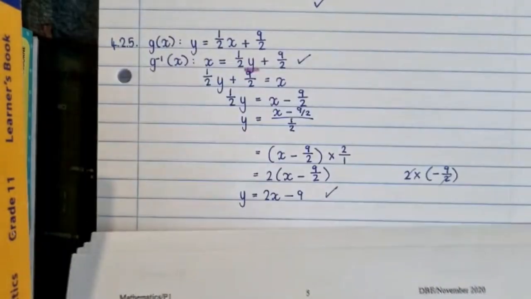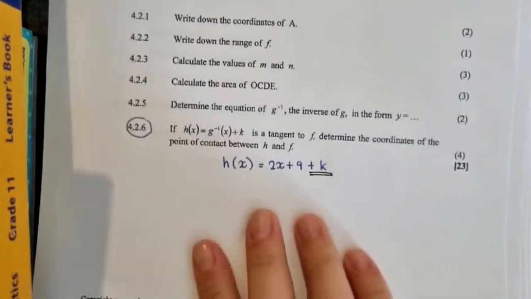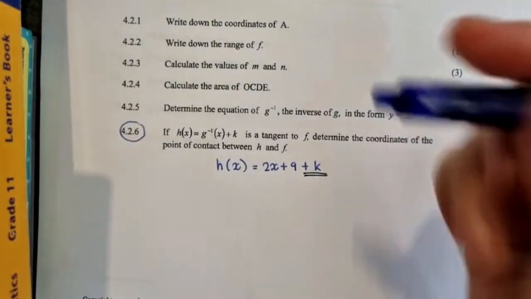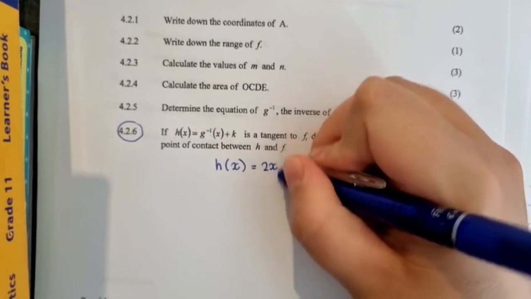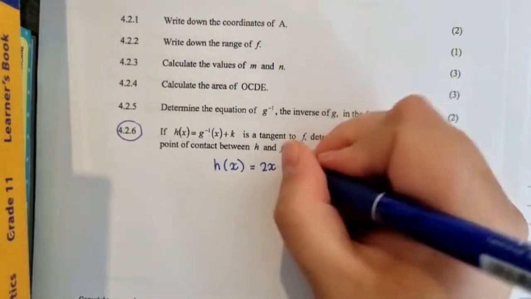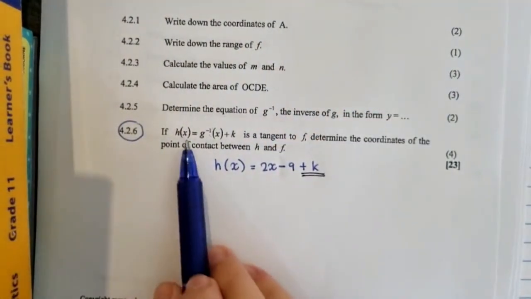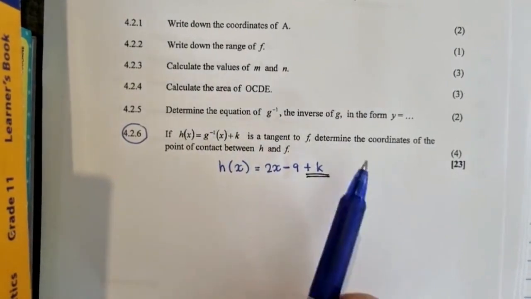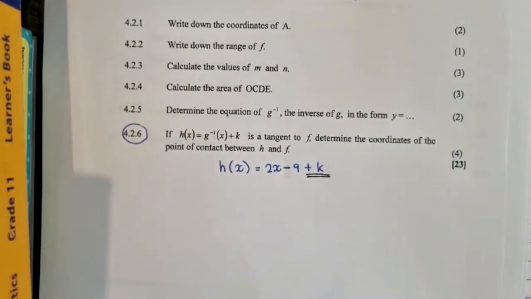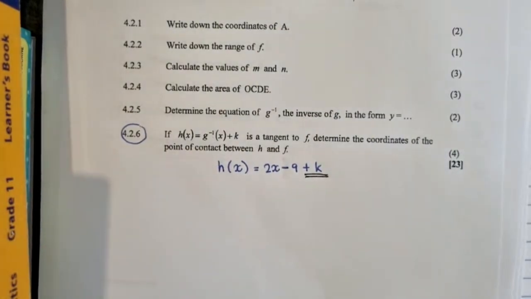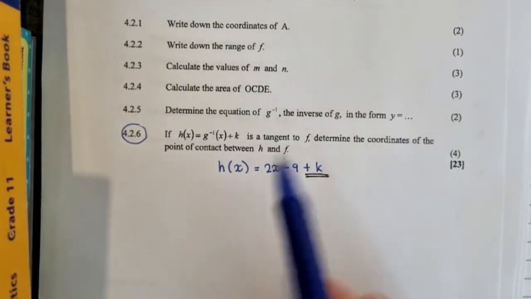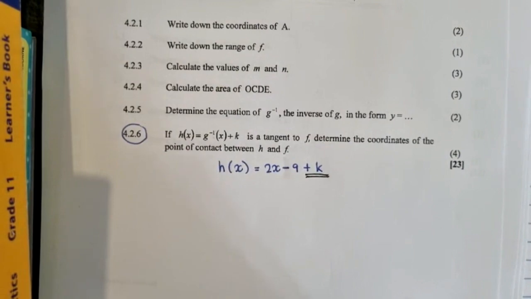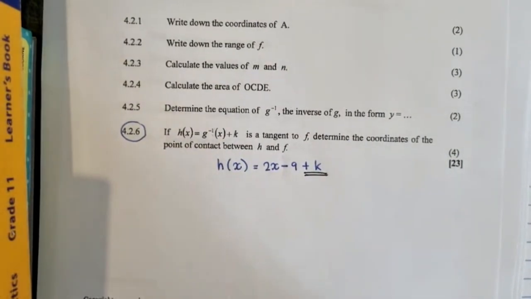2x minus 9. Oh, yes, it was. Thanks so much for reminding me. It was 2x minus 9. Thank you very much. So that was the inverse. Okay, so h was the inverse of g, which was 2x minus 9, plus k. Like I said, k is just a constant. It just represents a number. If they're giving us something like that, then it might not even mean anything. So let's not panic when we see the mention of k.